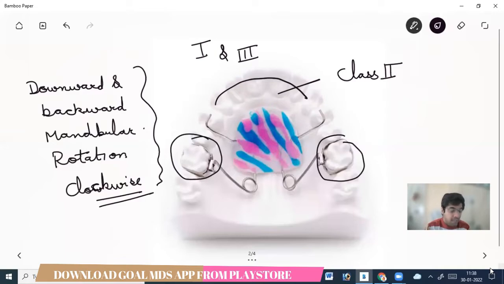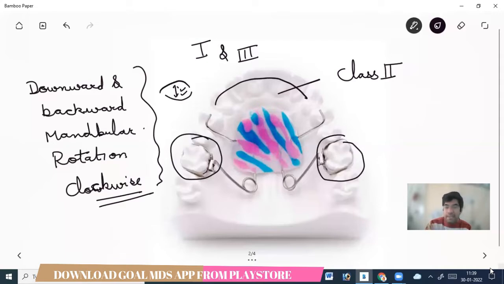Can we use the pendulum appliance in class 2 skeletal base? No, it is not used. It is used in class 2 or end-on molar relation cases. Can we use it in skeletal open bite or dental open bite? No, because it will sometimes cause anterior open bite.